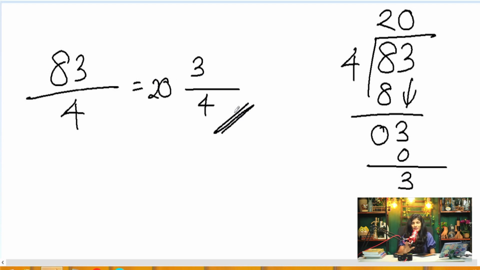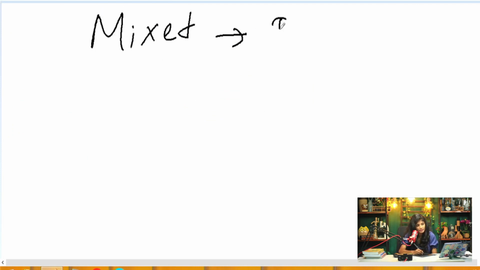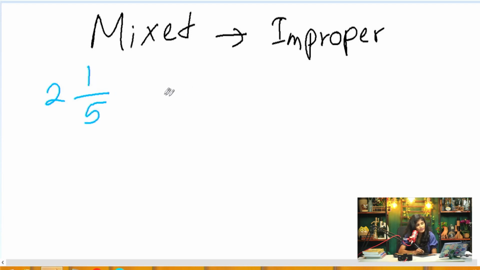So now we studied how to convert an improper fraction into a mixed number. And now we are going to study conversion of a mixed number into an improper fraction. That is also very easy. Now, mixed number into improper. My mixed number example is 2 and 1 over 5. This is the first one.